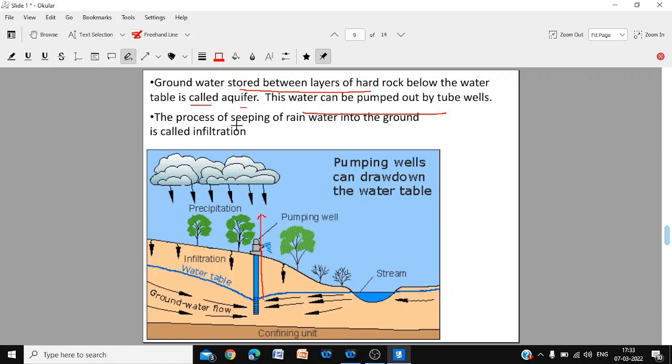The process of seeping of rainwater into the ground is called infiltration. After rains, the water seeps into the ground. This process is called infiltration.